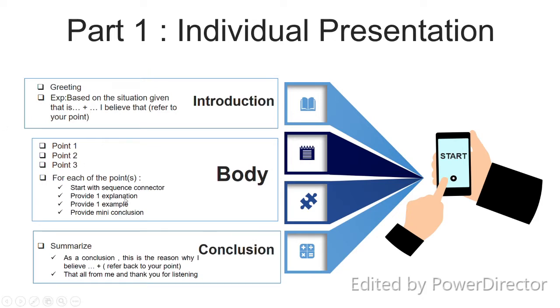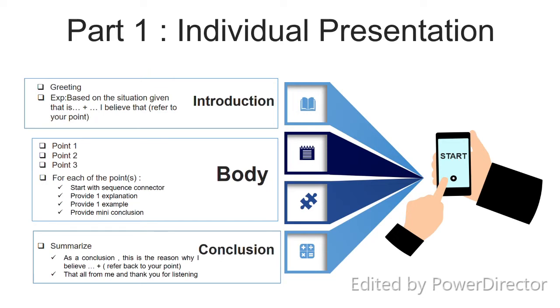Then provide one explanation to support your point. So this one, how you want to do an explanation? You may start with the words like, the reason why I am saying this because. You may use that phrase to do an explanation. Then you need to provide one example to support your explanation. So for example, you may use something like this. For an example. Okay, I repeat once again. For an example. Then you provide or you state down what is your example.